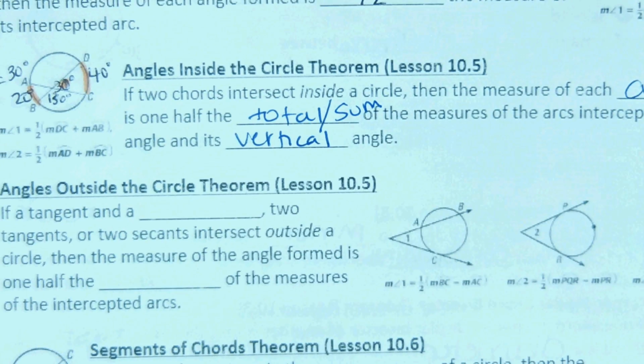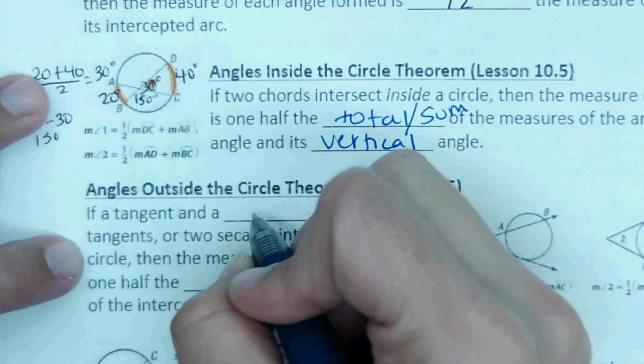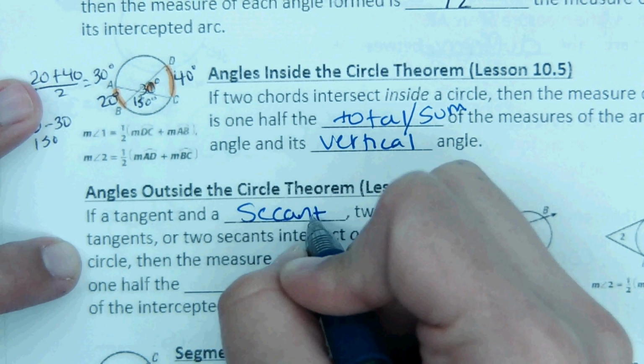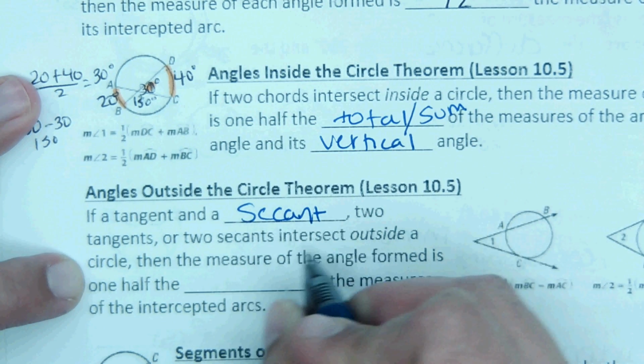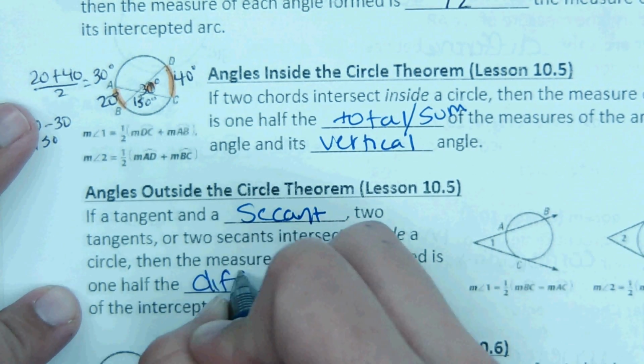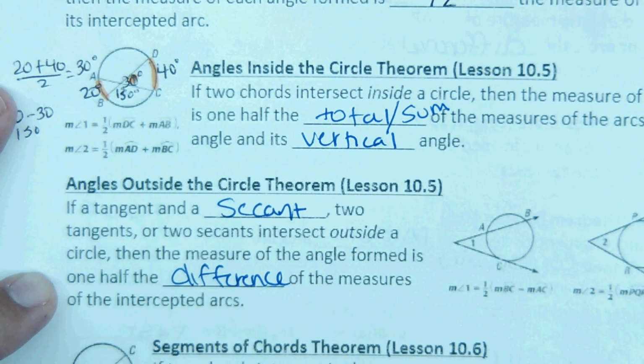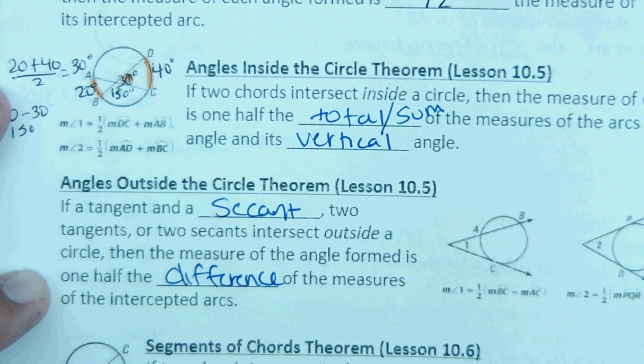And the next one, I think I'm going to do the words first. If a tangent and a secant, two tangents or two secants intersect outside a circle, the measure of the angle formed is 1/2 the difference of the measures of the intersected arcs. And I'll show you what that means in a second.